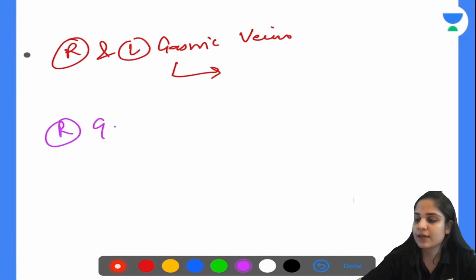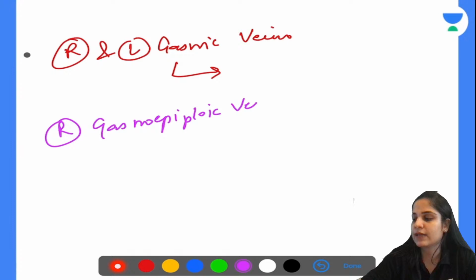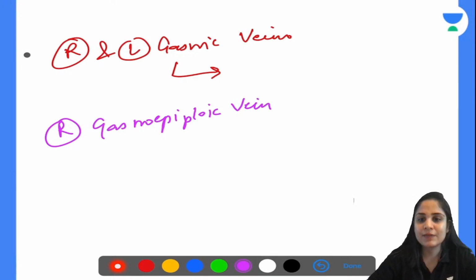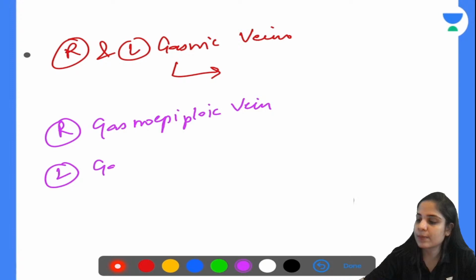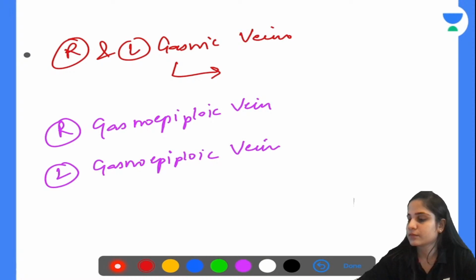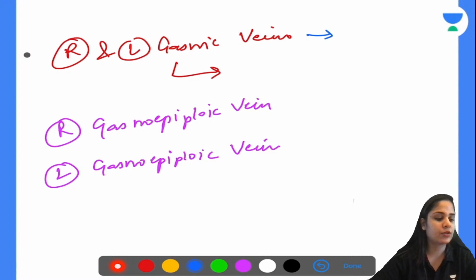Then we have the right gastroepiploic vein. All these veins will accompany the arteries along with it. And then we have the left gastroepiploic vein. These are the main veins that drain the stomach. Can anyone tell me which vein the right and left gastric veins will drain into?